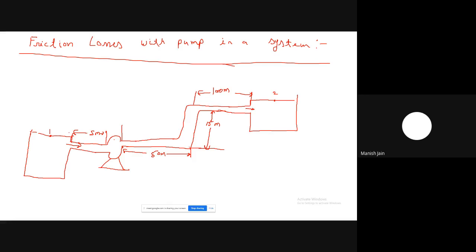The dimensions are given for the pipe. Here the pipe size is a 4-inch pipe. 4 inch means nominal diameter, 4 inch schedule number 40 pipe. I have already explained how to calculate the dimensions of the pipe by using the schedule number.